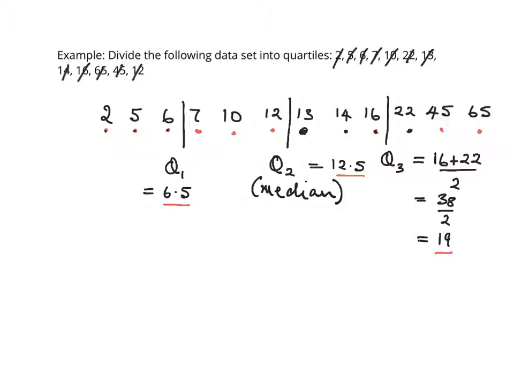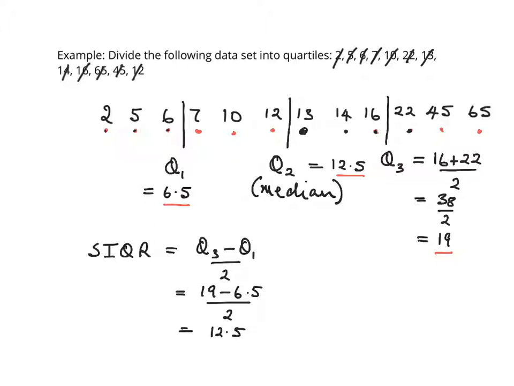And one thing that we can do with the quartiles is work out the semi-interquartile range, which is a measure of the spread of the data. And the formula for that is Q3 minus Q1 over 2. So that's 19 minus 6.5 over 2. And that's 12.5 divided by 2, which is 6.25. You need to be able to do that as well.